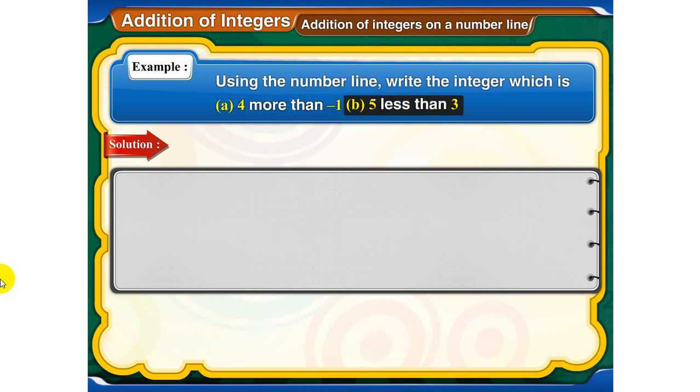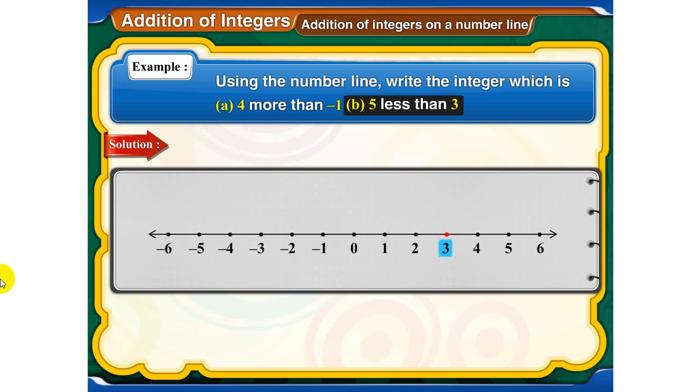B. We want to know an integer which is 5 less than 3. So, we start from 3 and move to the left by 5 steps and obtain minus 2. Therefore, 5 less than 3 is minus 2.